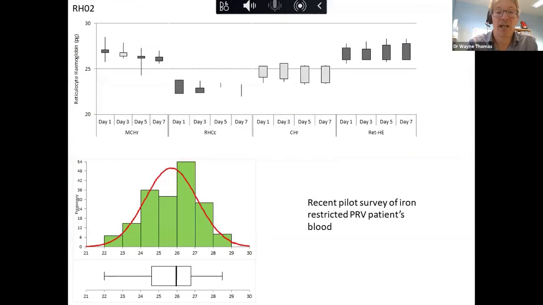And so what you can see here is that these are the individual machines. So this is ABBA, MCHR, this is Horiba, RHCC, this is CHR, and this is Sysmex, Reticulocyte Hb. Now, they're all below 29. 29 is probably the cutoff. So that says that every single machine said this was iron restriction.